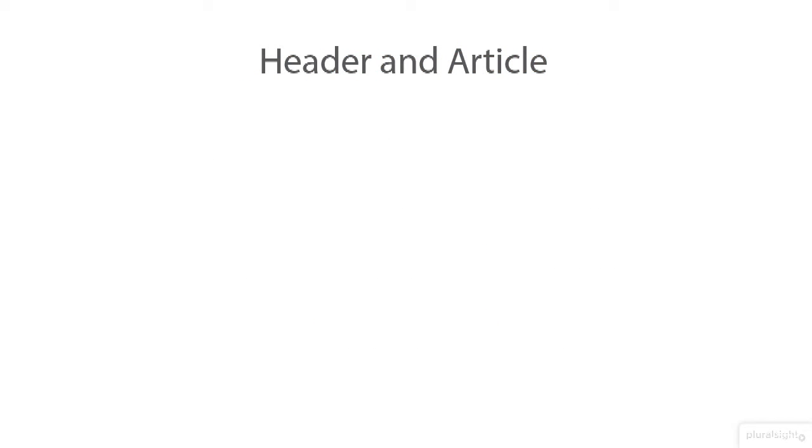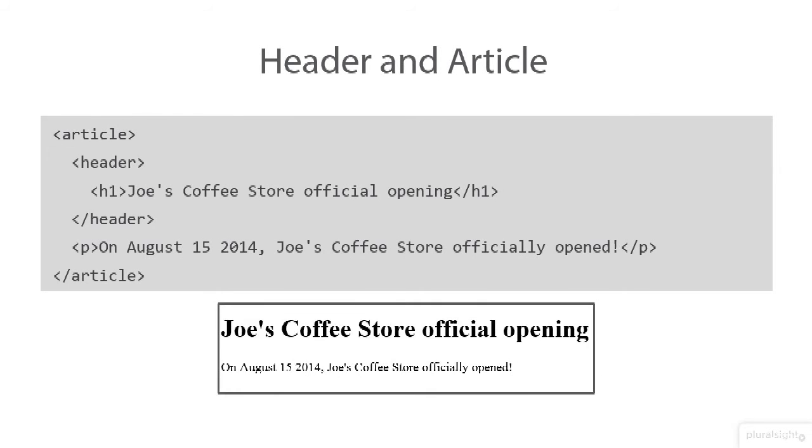Let's start with the article and the header. Like I already mentioned, the header is commonly used to place page or blog header information within. In this example here, we are placing the header within another new element, the article. The article is, as the name implies, commonly used to wrap things such as a blog post or a user comment. According to the HTML5 spec, it's a piece of content which can stand on its own.